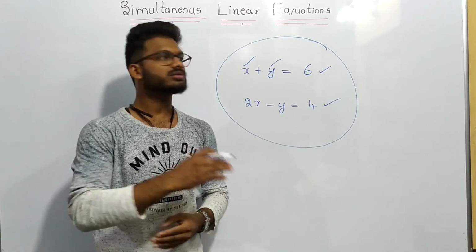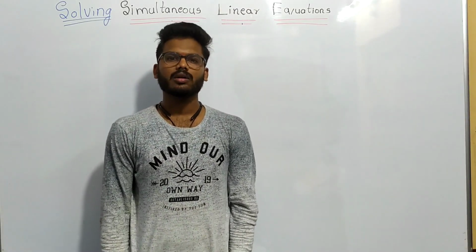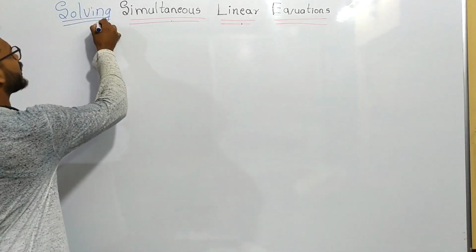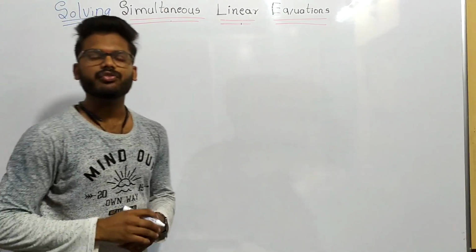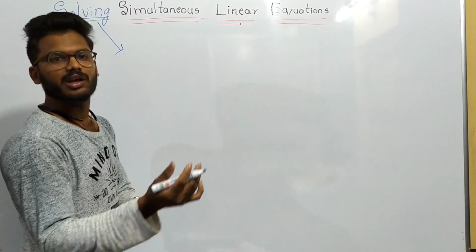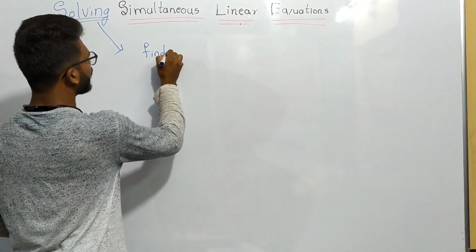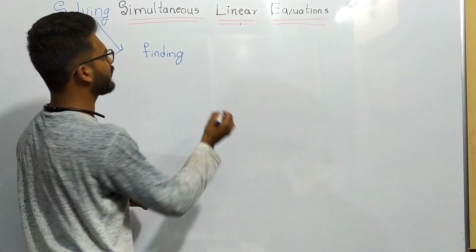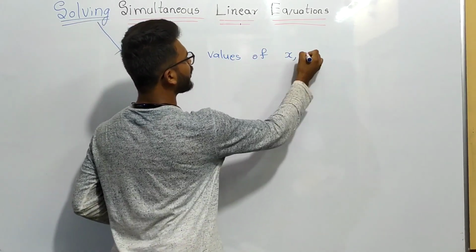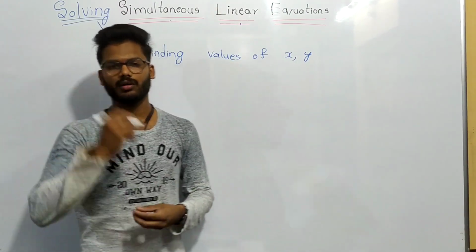And how to solve simultaneous linear equations? Here, solving is nothing but finding the values of the variables which satisfy both the equations. If the equations are in x and y, we are finding the values of x comma y. For finding this, we have four methods.